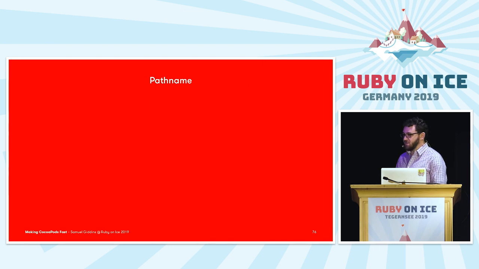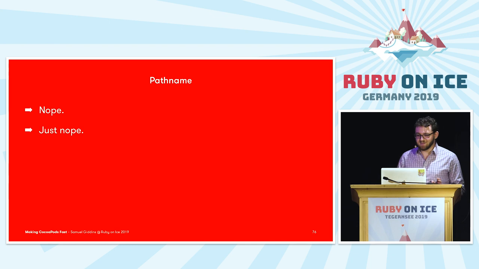The path name class, I'm not ready to talk about this. The performance price we've observed for having a nice API is really, really high.